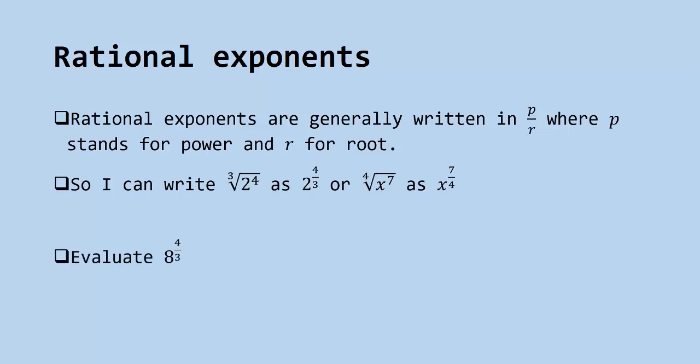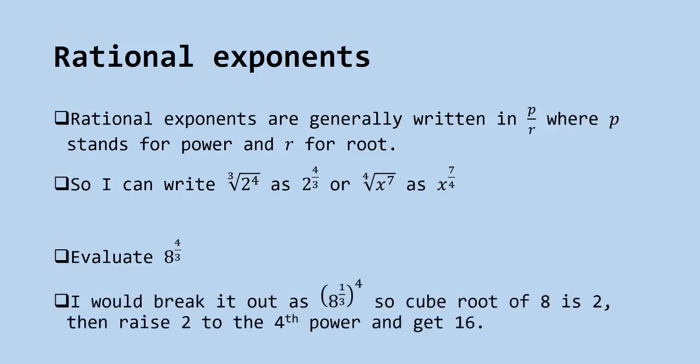Now here's a problem I'd like to evaluate: 8 to the 4/3. So I would break it out as 8 to the 1/3 times 4, or excuse me, to the 4th power, because if you remember, when you have a power to a power, you're multiplying the powers. So 1/3 times 4 gives us back the 4/3. So by breaking it up, I can now do the cube root of 8, which is 2, then take the 2 and raise it to the 4th power and get 16.